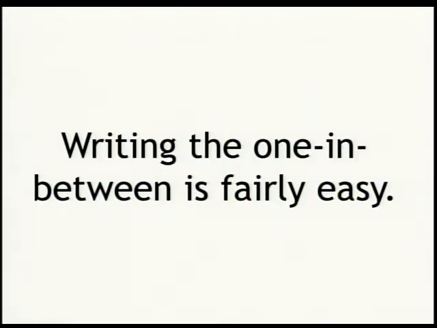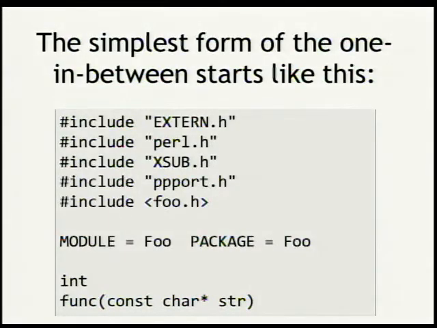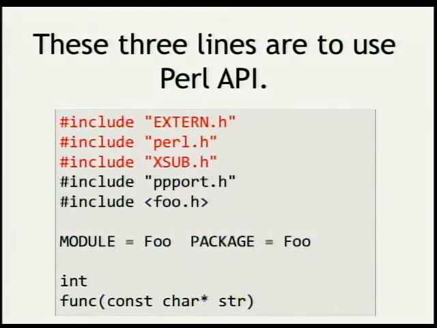And actually, the one in between, called XS interface, is very easy in principle, as long as you don't do anything extra. The simplest form of XS interface looks like this. These 3 lines are to use the Perl API, so all XS interfaces should have these 3 lines, like pure Perl's use strict or use warnings.